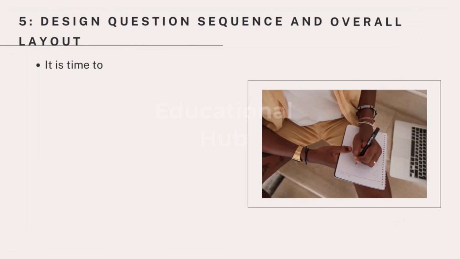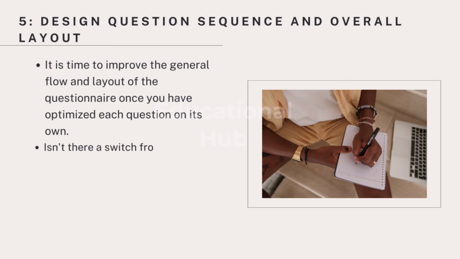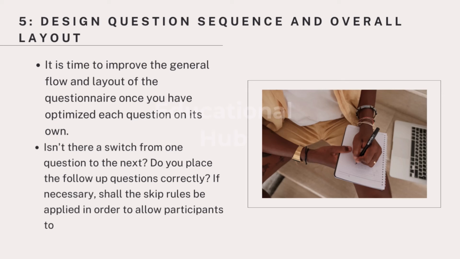5. Design question sequence and overall layout. It is time to improve the general flow and layout of the questionnaire once you have optimized each question on its own. Is there a smooth transition from one question to the next? Do you place the follow-up questions correctly? If necessary, should skip rules be applied in order to allow participants to avoid questions not applicable to them?